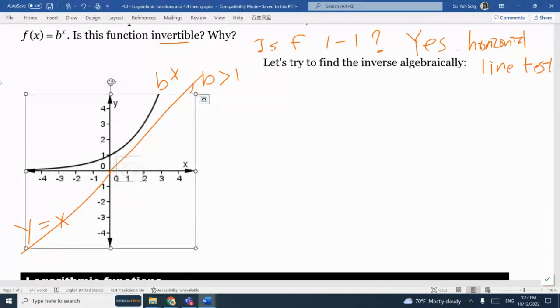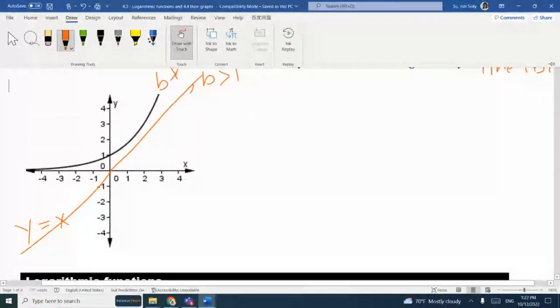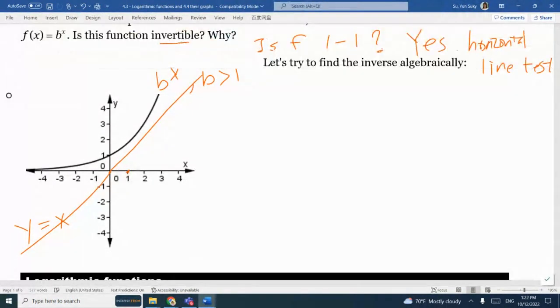Yes, everybody? Okay, I want to draw it. So 1, 0 right here. And how about we pick more points? Let's pick this point. So you draw a line perpendicular to it, and then you travel the same distance to find the mirror image. Yes, everybody?